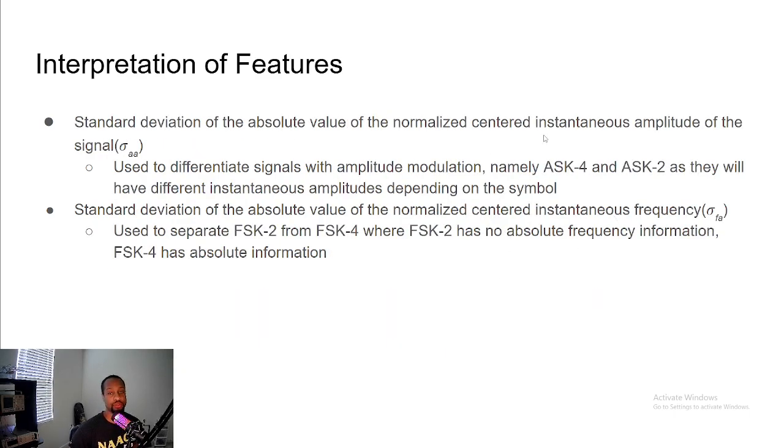Finally, the amplitude feature, which you would expect, would help you differentiate between signals with amplitude modulation, namely ASK4 and ASK2, because the deviation of the absolute value of the amplitude is going to be different for each symbol versus a frequency or phase shift. The amplitude stays constant, so the feature won't change as much. And that'll help you differentiate between ASK4 and ASK2. And then finally, the instantaneous frequency helps you differentiate between FSK2 and FSK4, because FSK4 is going to be changing, and FSK2 is also going to be changing, but not quite as rapidly.